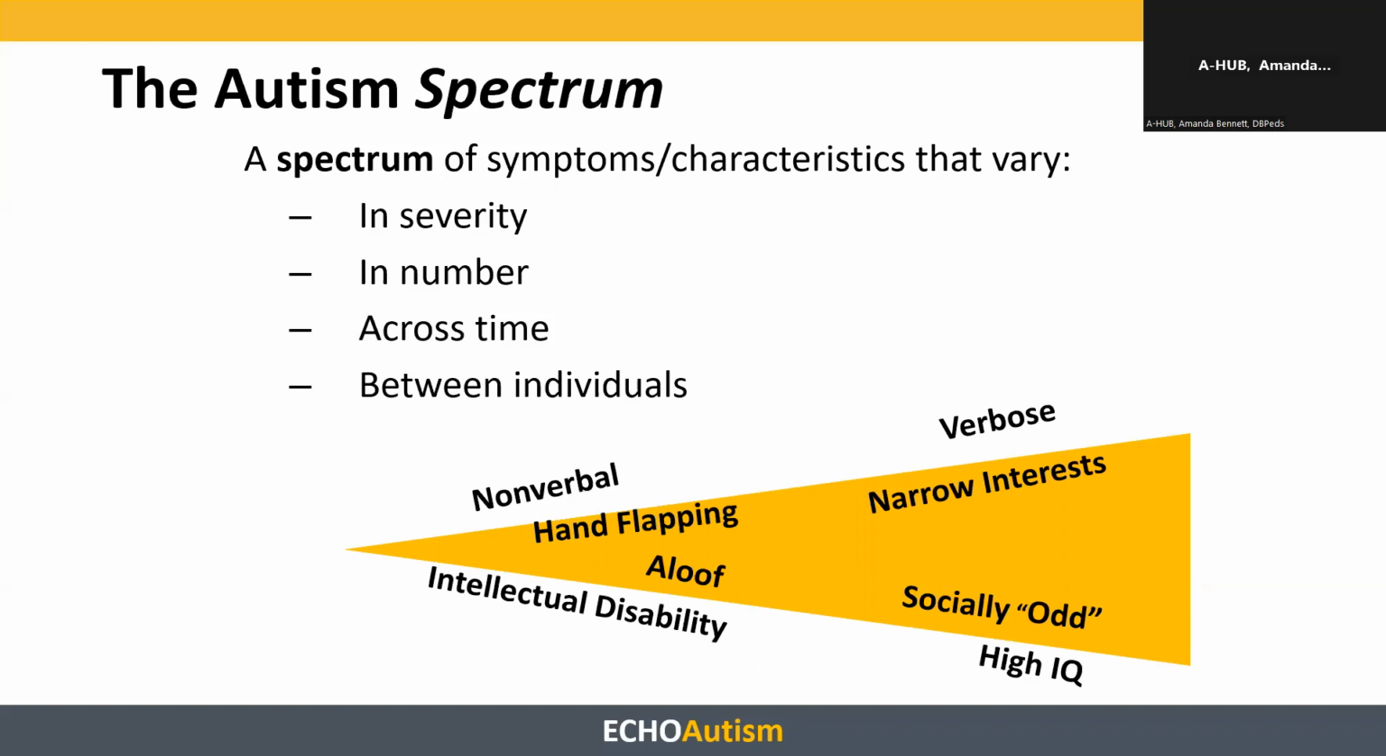And that word spectrum is so important, and I really try to emphasize that as much as I can, because the way these characteristics present themselves can vary. They can vary in severity. So you may have someone that has a lot of challenges with communication, or they may have milder differences in how they communicate. They can vary in the number of symptoms or characteristics that a person has. They can change over time. So how a child looks when they're quite young might be different than how an autistic person looks when they're an adolescent or young adult, and they can vary between individuals. So that spectrum word is incredibly important when we're talking about these features. Next slide.